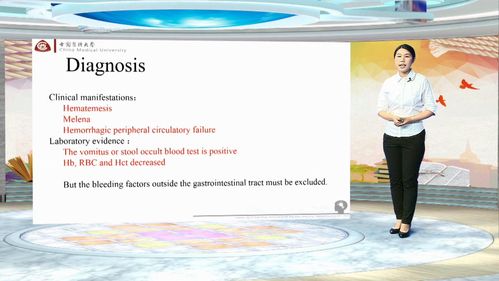Then, the diagnosis of UGH should combine clinical manifestation and laboratory evidence. Clinical manifestations we have learned before, such as hematemesis, melena, hemorrhagic peripheral circulatory failure, and so on. Laboratory evidence should include that the vomitus or stool occult blood test is positive, and hemoglobin concentration, red blood cell count, and HCT decreased. At the same time, the bleeding factors outside the gastrointestinal tract must be excluded.